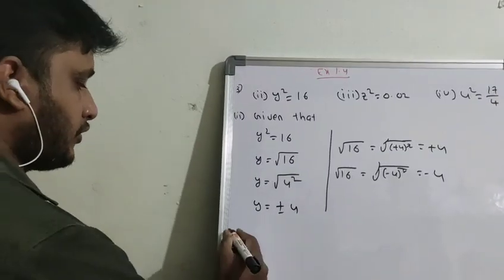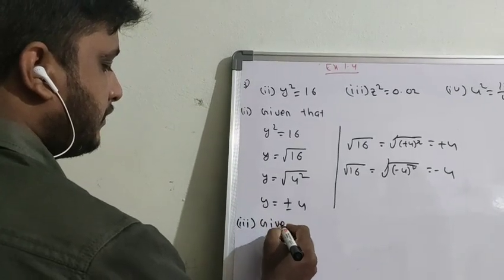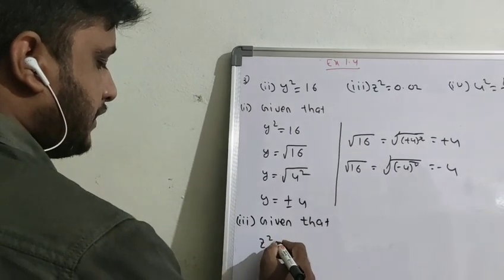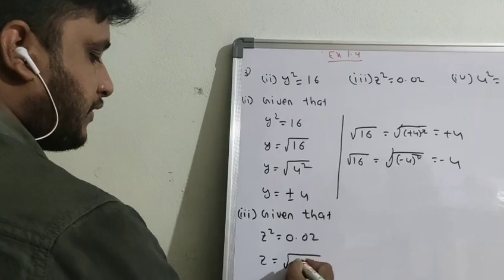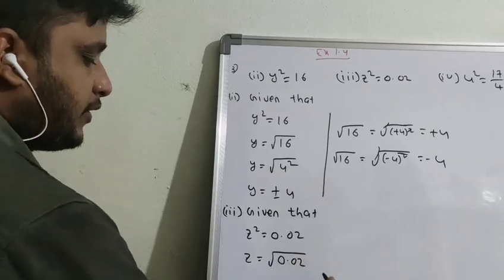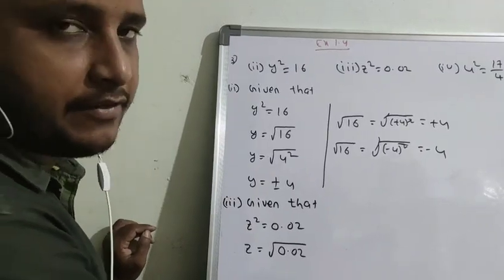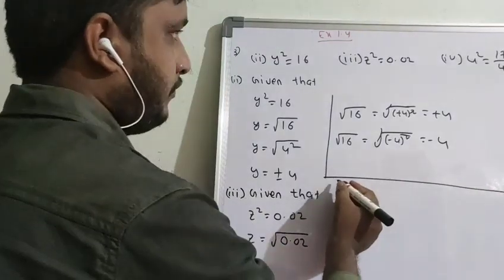So coming to the third question, third bit, given that z square is equal to 0.02. From this z equal to square root of 0.02. And 0.02 is not any perfect square. So we cannot find the value of the square root of 0.02. You can leave it. So coming to the fourth question.